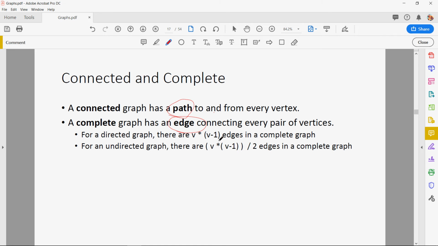For a directed graph, that means there would be V times V minus 1 edges if V is your number of vertices. For an undirected graph, there would be V times V minus 1 divided by 2. So that's essentially because our undirected graphs are just an edge going in both directions.